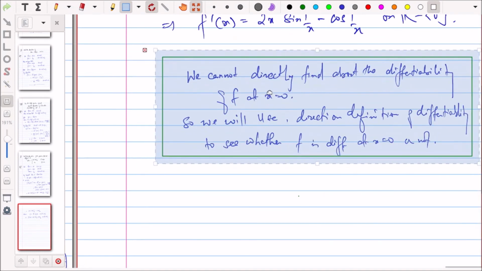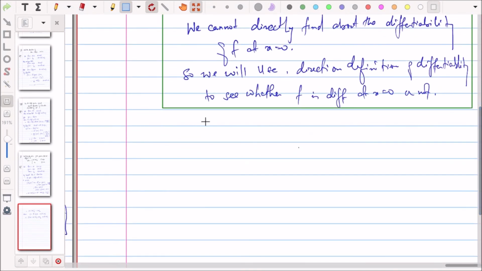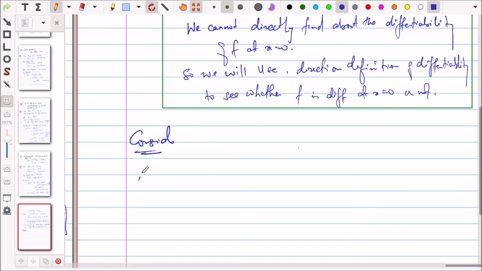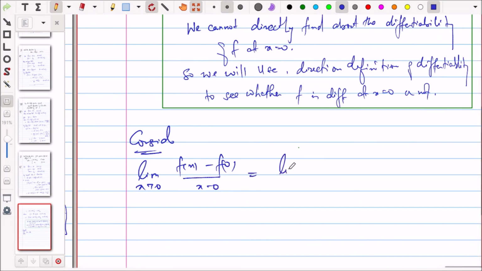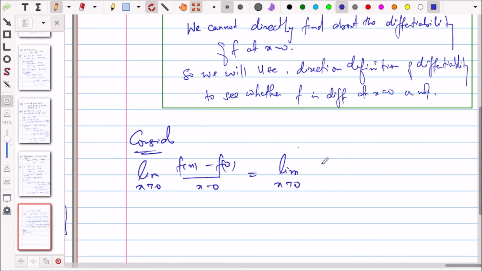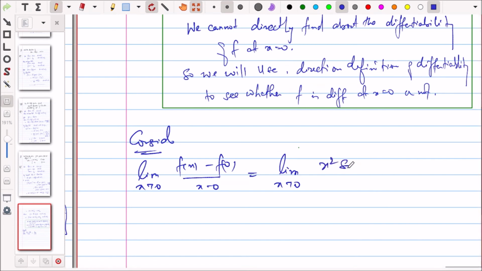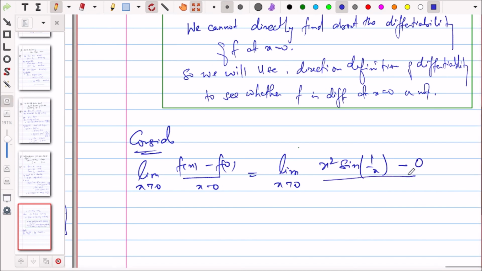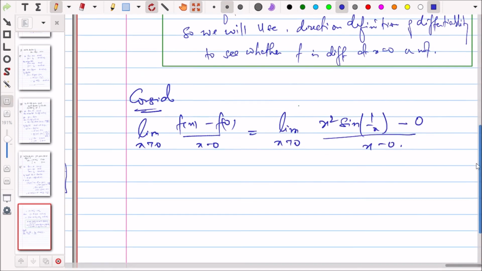Yes sir. Okay, so let us solve. Consider limit x tends to 0 of (f(x) minus f(0)) upon x minus 0. So this is limit x tends to 0 of (x square sin 1 by x minus 0) upon x minus 0.